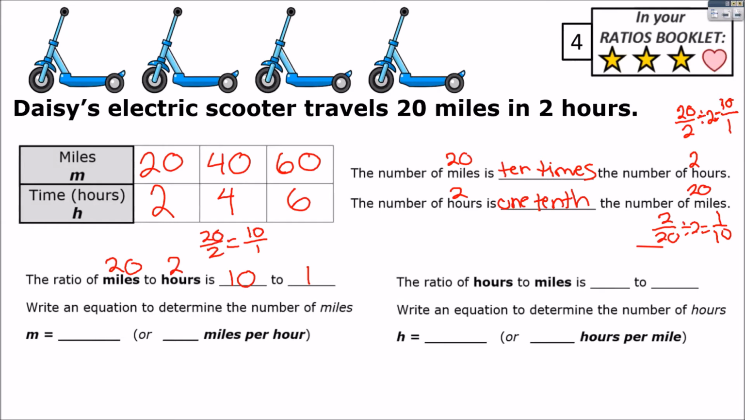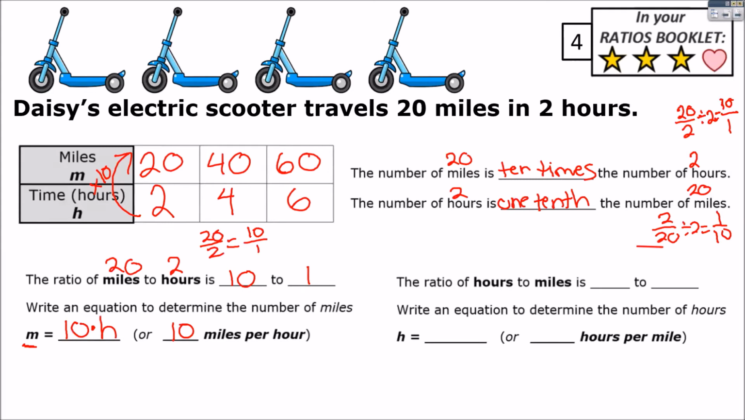Okay. And now that we've done that, you got to write an equation. You're going to write an equation to determine the number of miles. Okay? So this is how we solve. How did we do this? What did we do to get M? How do we get M? If I'm starting with hours, how do I go from hours to miles? How do I get from 2 to 20? We multiply by 10. That's exactly what you're going to do. You're going to grab your H and you're going to multiply it by 10. And that would be 10 miles per hour. Remember that, 10 to 1.